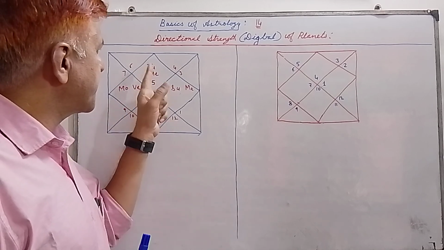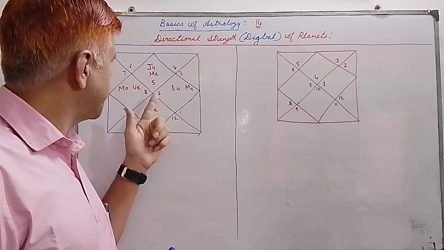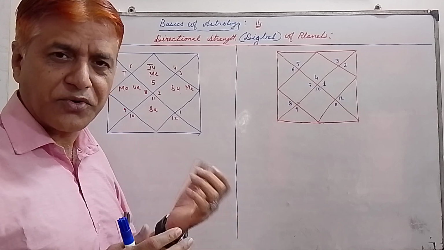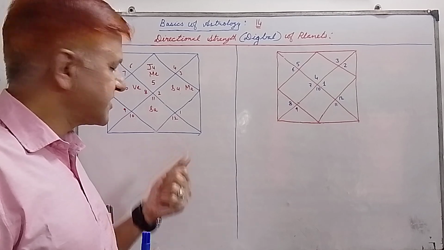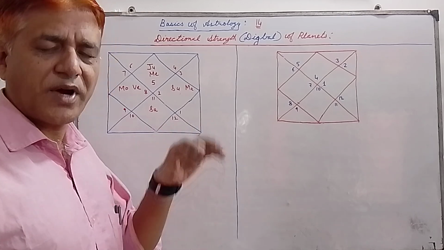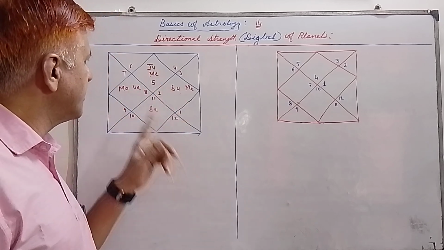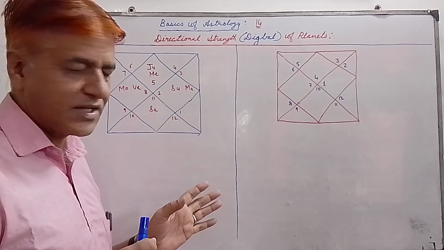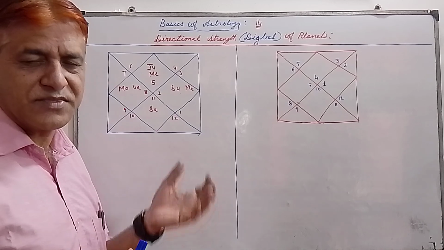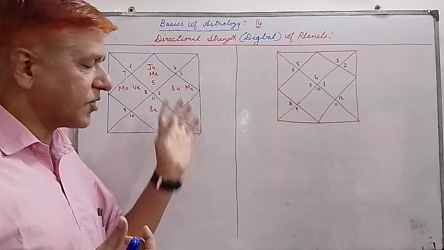In first house, Jupiter and Mercury get directional strength. In fourth house, Moon and Venus get directional strength. And Saturn in seventh house, Sun and Mars in 10th house. So you have to memorize this. Once again, Jupiter and Mercury in first house, Moon and Venus in fourth house, Saturn in seventh house, and Sun and Mars in 10th house. They get directional strength, or Digbal, in these houses.